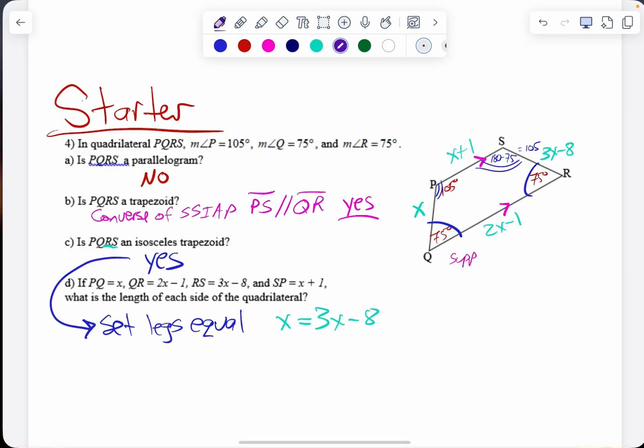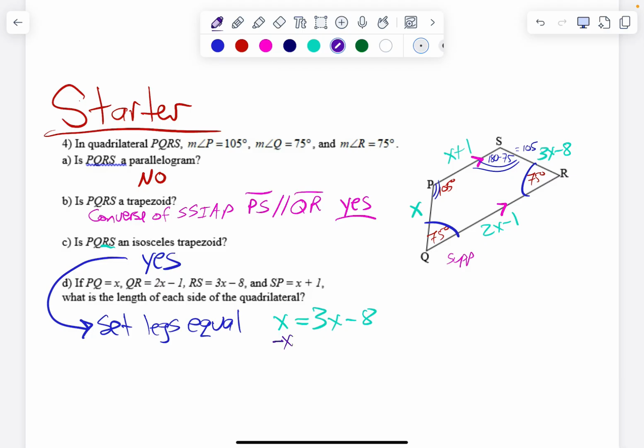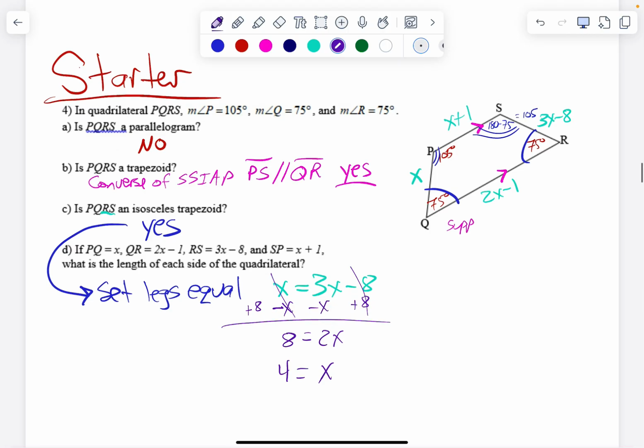Minus x plus... I agree. Okay. And so we'll get 8 and 2x, and so x is 4. And then it says find the length of each side, and so we'll just plug 4 in.